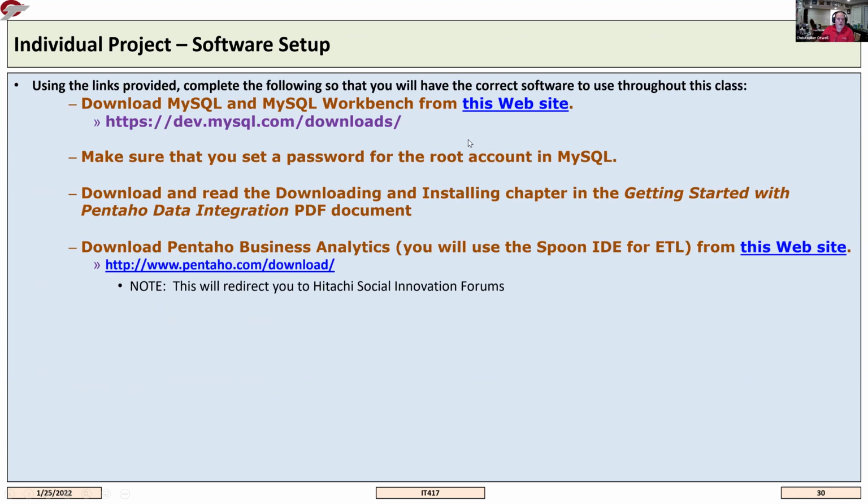If you need to get the software provided by the class and mentioned in the book, this is the website you go to download it: Pentaho.com, PENTAHO.com/download, and that'll get you started with it. It goes to a Hitachi Social Innovations forum now. Because Hitachi, I think, now sponsors or bought the original author of this book, their material, and provides this data.